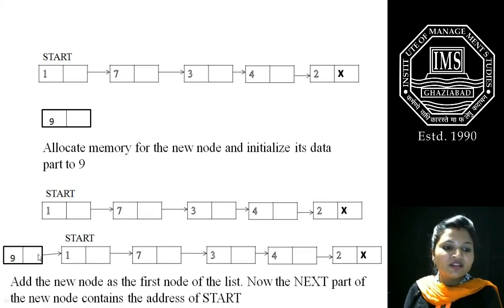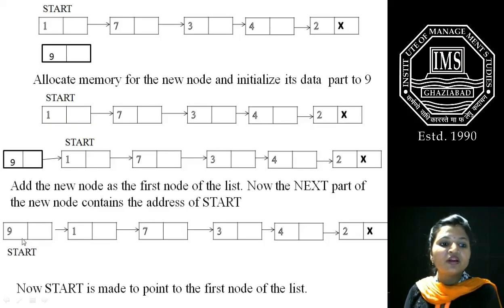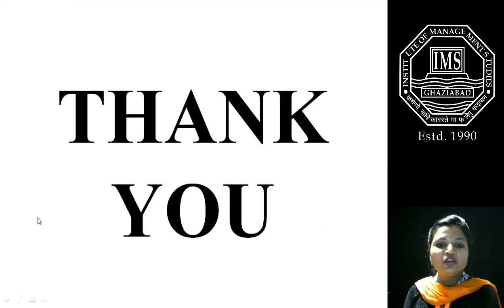Now since it is added in the beginning of the linked list, it is the first node, and according to our algorithm, start is a variable that points to the first node in the linked list. Now we will change the address of start to the address of 9. Now start will contain the address of this new node, since it is the first node in the linked list. So this is the way we can insert a new node in the linked list in the beginning.